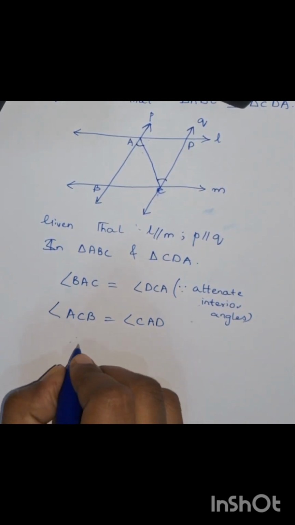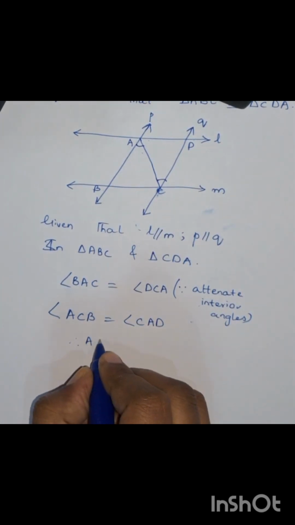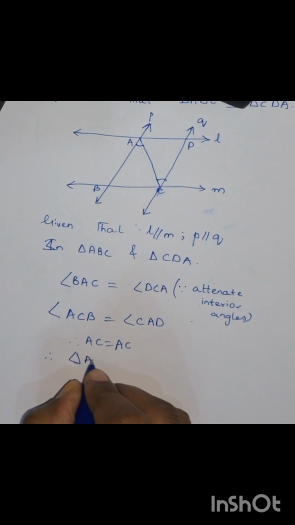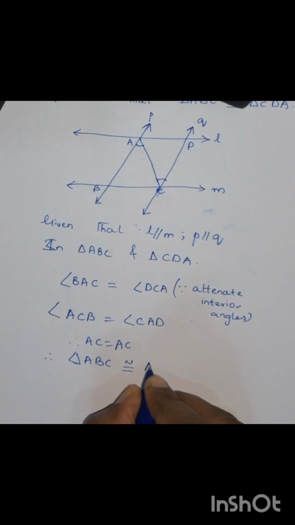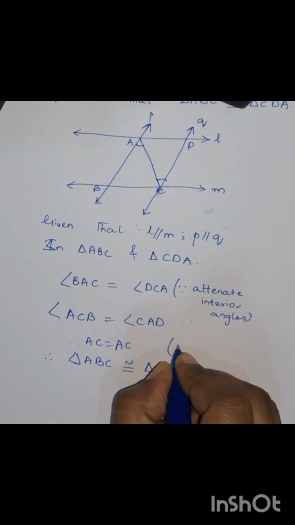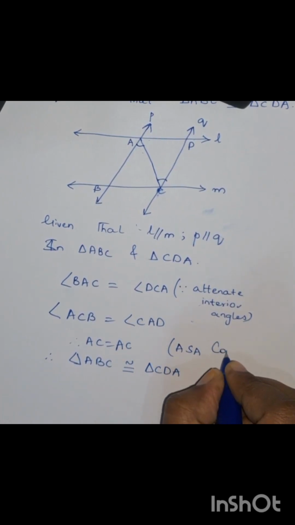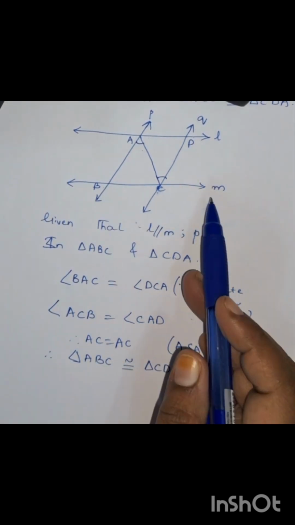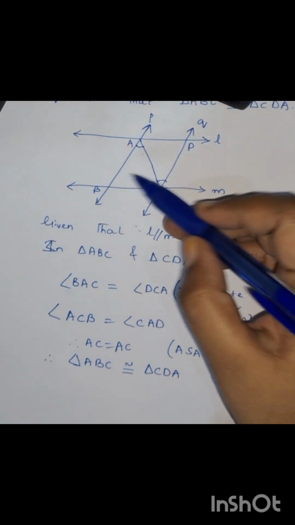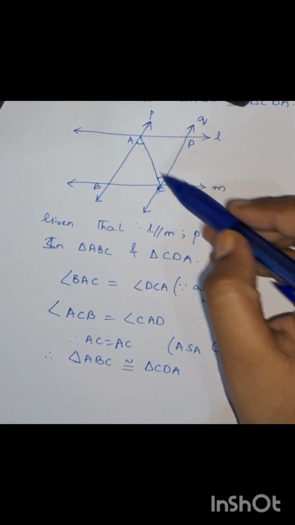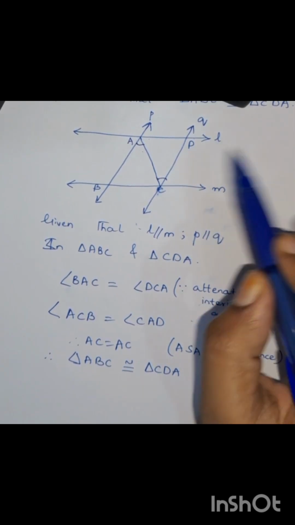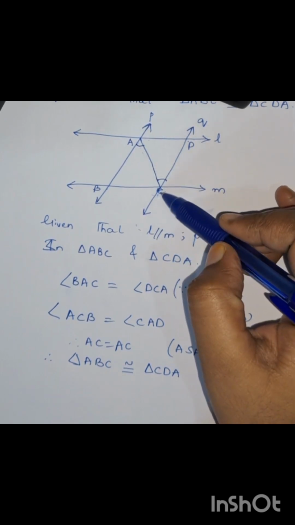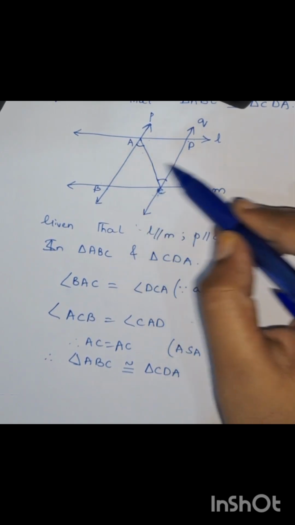And also, what is the common side to both of these? AC is equal to AC. So, therefore, triangle ABC is congruent to triangle CDA. By which rule? Angle side angle congruency. You can see in the figure, L is parallel to M and P is parallel to Q. BAC will be equal to DCA since the interior angles are equal. Next, ACB is equal to what?